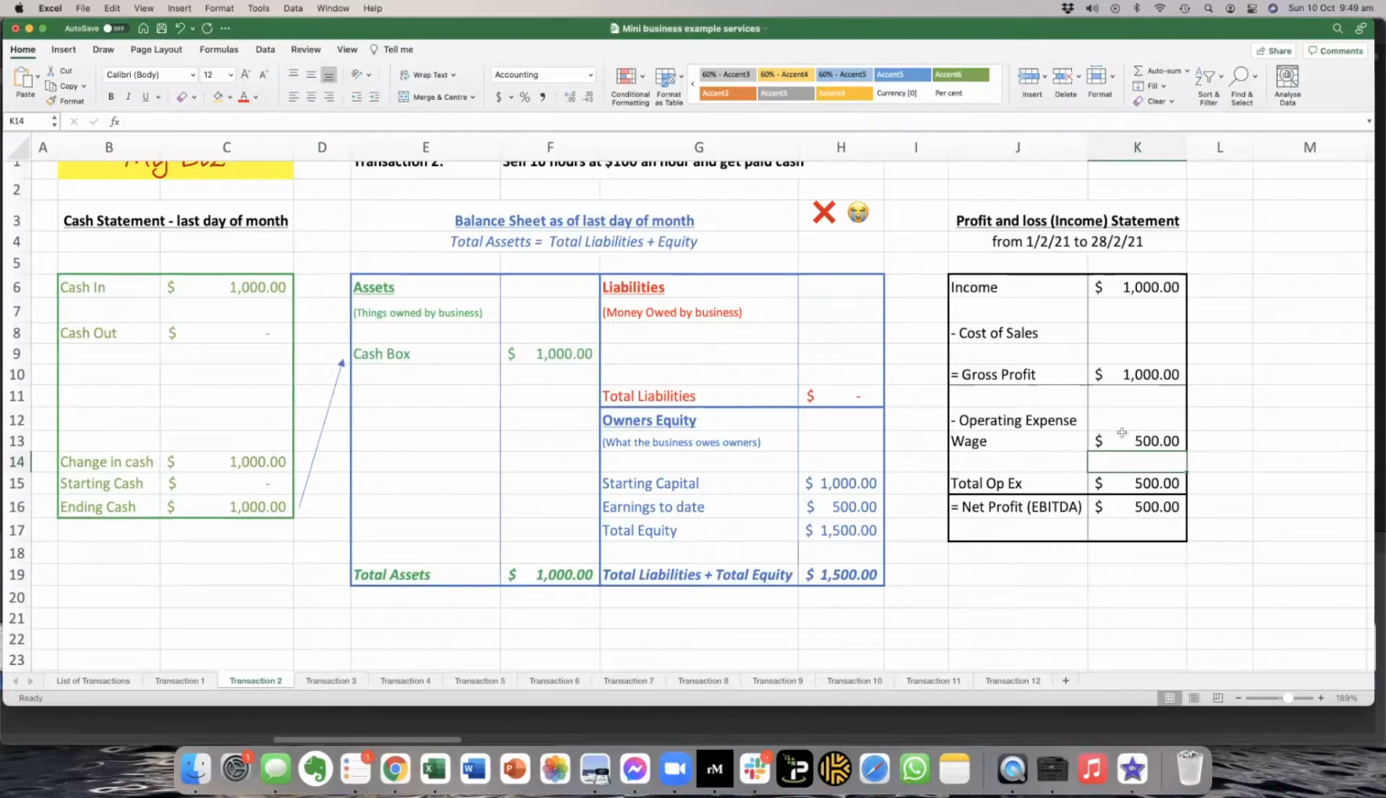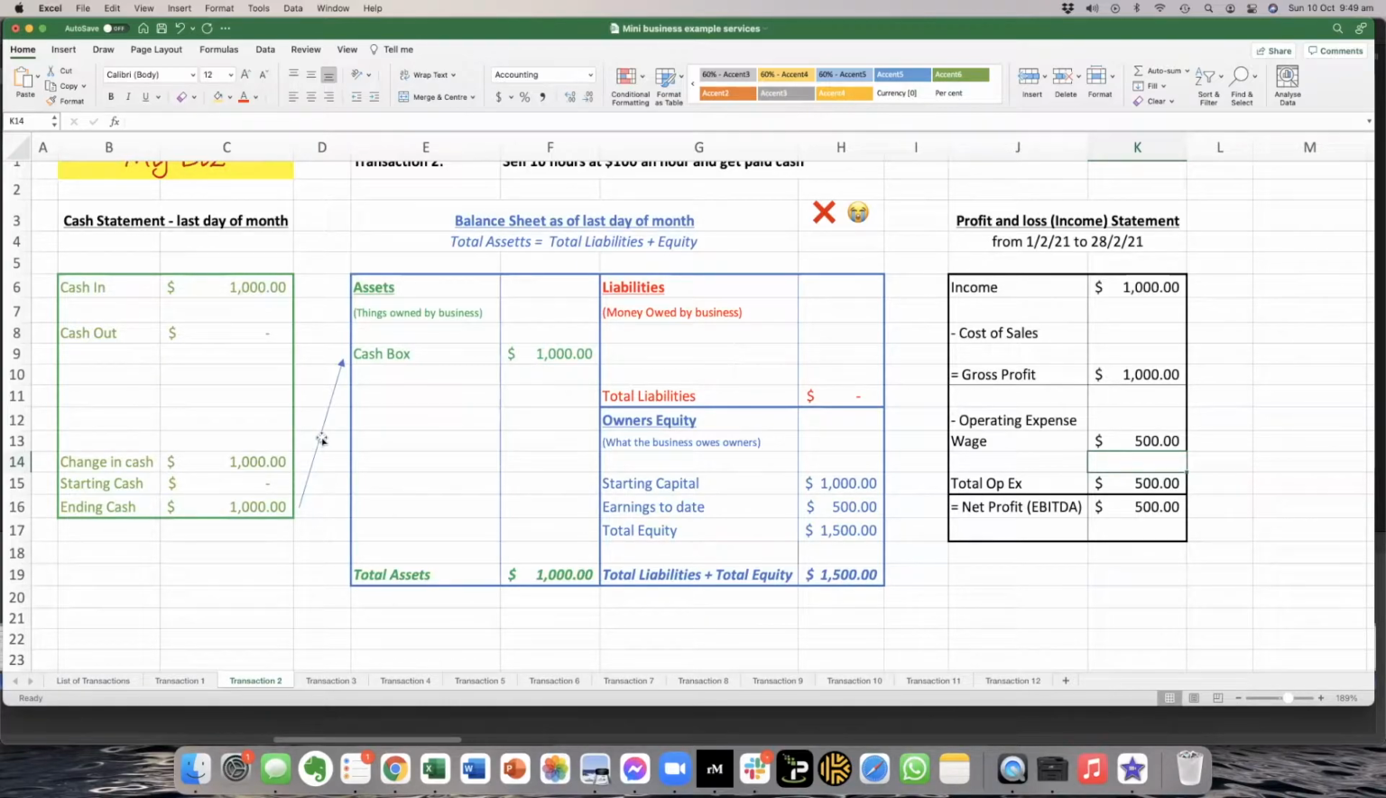So we put in $500 worth of wages. So our total OPEX, and you will hear it called OPEX sometimes, operating expense, is 500. So 1,000 minus 500 gives us 500. Now, you'll notice that we've gone out of balance here with our balance sheet. And here's one of the places that we get connected between our profit and loss and our balance sheet.